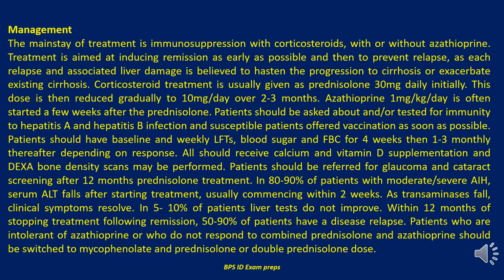Corticosteroid treatment is usually given as prednisolone 30 mg daily initially. This dose is then reduced gradually to 10 mg per day over 2 to 3 months. Azathioprine 1 mg per kilogram per day is often started a few weeks after the prednisolone. Patients should be asked about and/or tested for immunity to hepatitis A and hepatitis B infection, and susceptible patients offered vaccination as soon as possible.